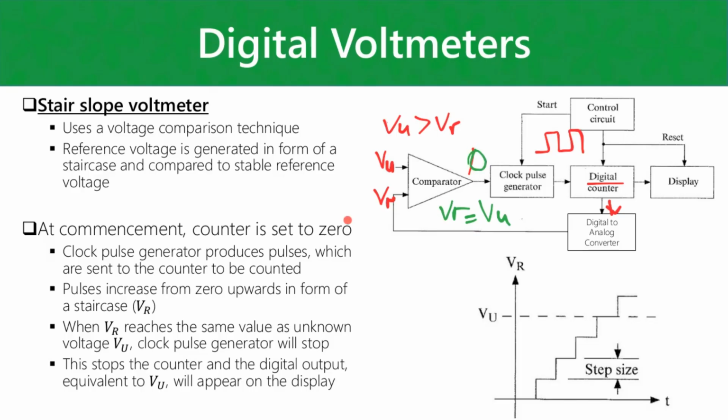Then the comparator is going to output 0, the clock pulse generator is going to stop, and that's pretty much going to be the voltage that you read on your display. That's going to be your unknown voltage. So it's basically going to generate a graph like this over time, right? You have a reference that you increment over time, and at the point where it's equal to your unknown voltage, that's when the process will stop and you will get that voltage shown on your display.